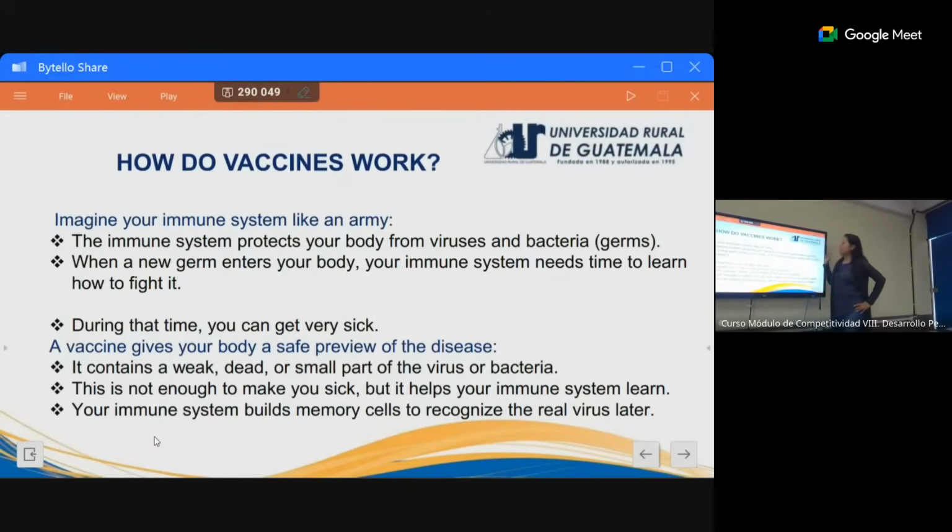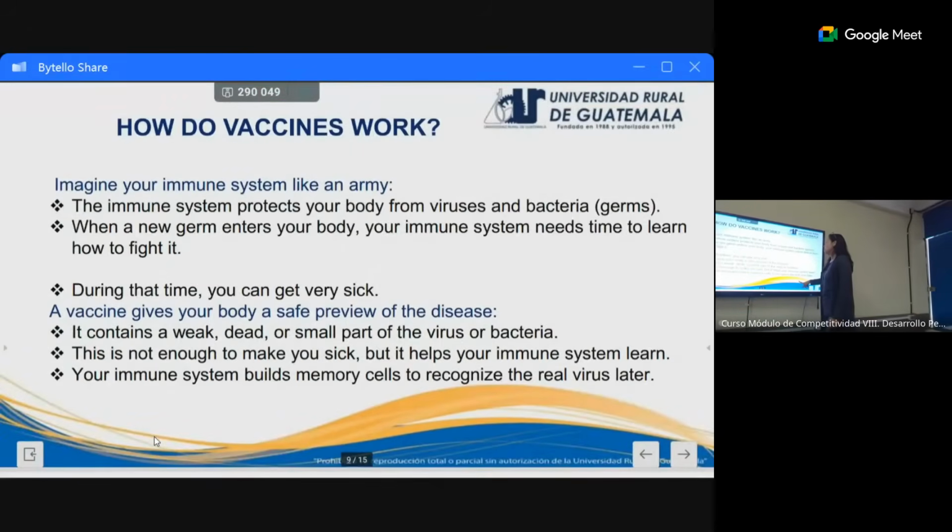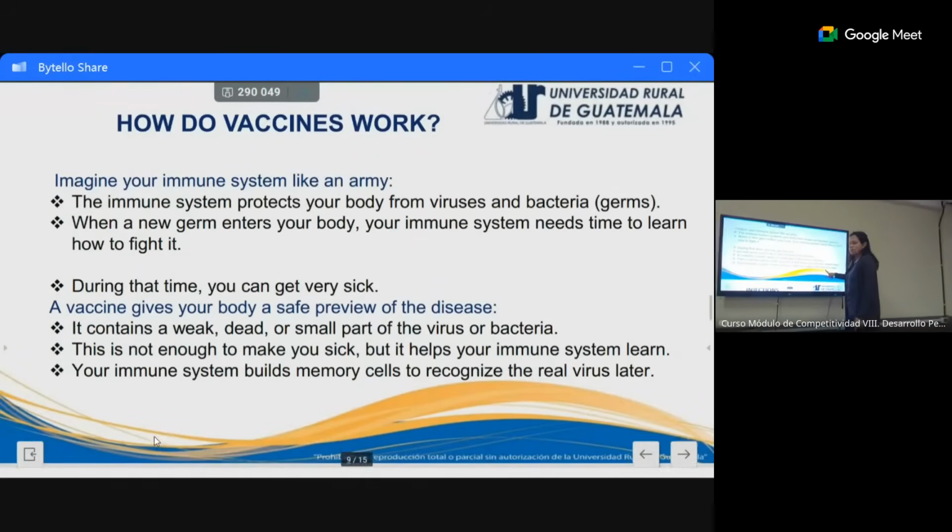As you could see here, the way vaccines work: the immune system protects your body from all the viruses and all the bacteria. Once the germs enter your body, the immune system needs time to learn how to fight them. That's why some people get worse, get sick and really get worried about it. But it only means the body needs to learn to fight it. The vaccines give you a safe way to prevent the disease. They contain weak or small parts, which is not enough to get sick, and your immune system builds memory cells to recognize the real virus later.